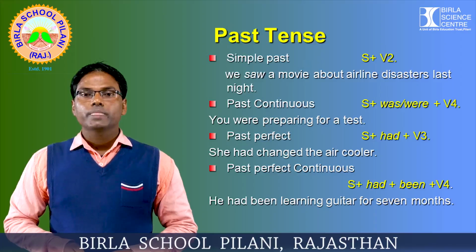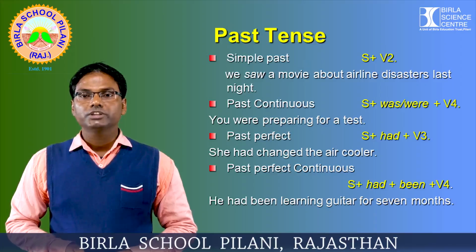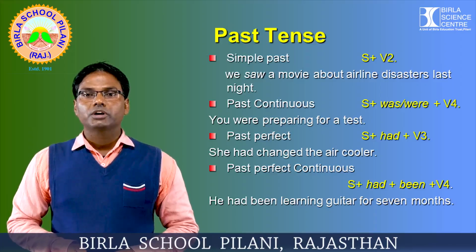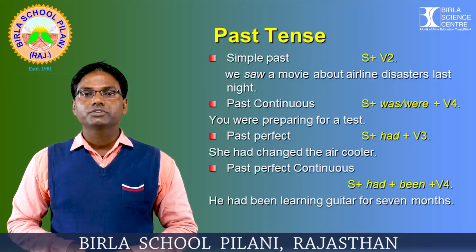Come to know the past continuous. Past continuous structure is subject plus was/were plus V4. Remember, continuous or progressive tenses are expressed with the fourth form of the verb. So, see the example. You were preparing for a test. Here, were preparing expresses past continuous tense.